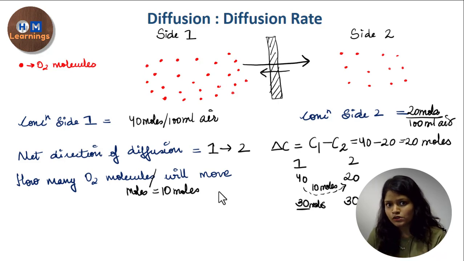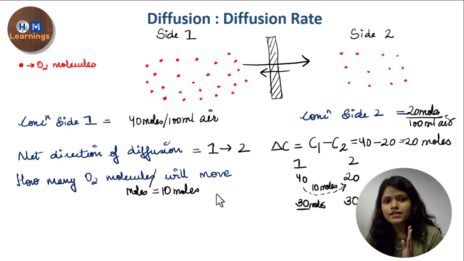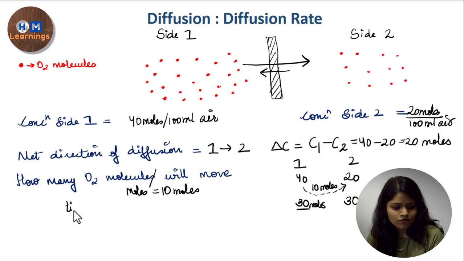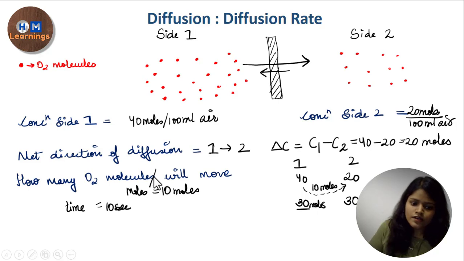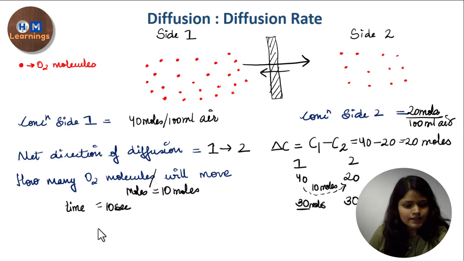So the same number of moles of oxygen is moving from side 1 to side 2. At the same time, the same number of moles of oxygen are moving from side 2 to side 1. Therefore, the net diffusion rate is equal to 0 when the concentration gradient is 0. Now, suppose these 10 moles which have transferred from side 1 to side 2 have taken 10 seconds.